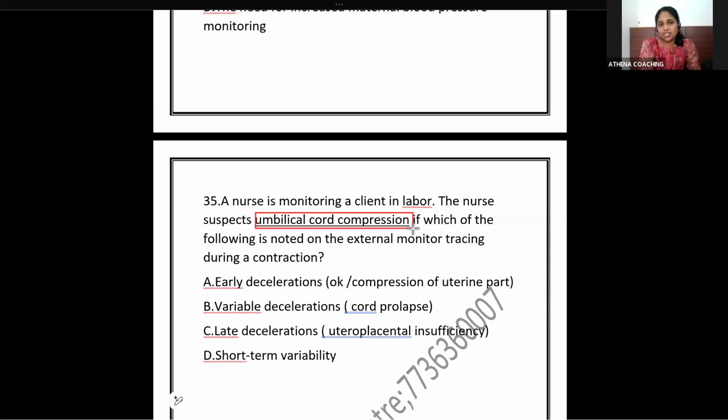Okay, how do we manage? Immediately you have to provide a head low position to the patient. So what should be done for the patient here? Give a head low position, for patients with umbilical cord prolapse.